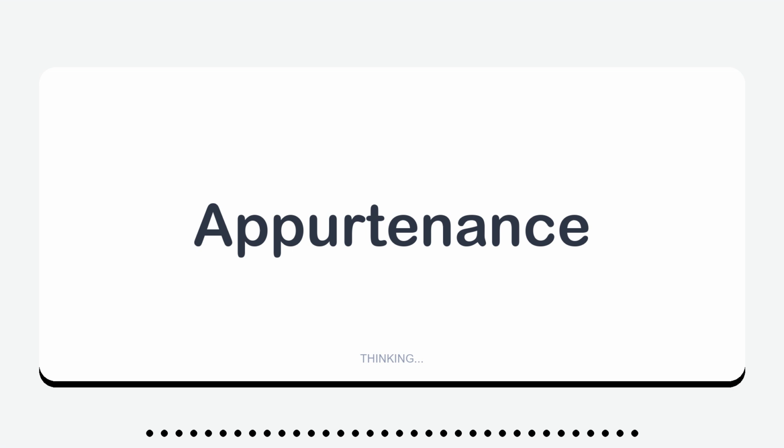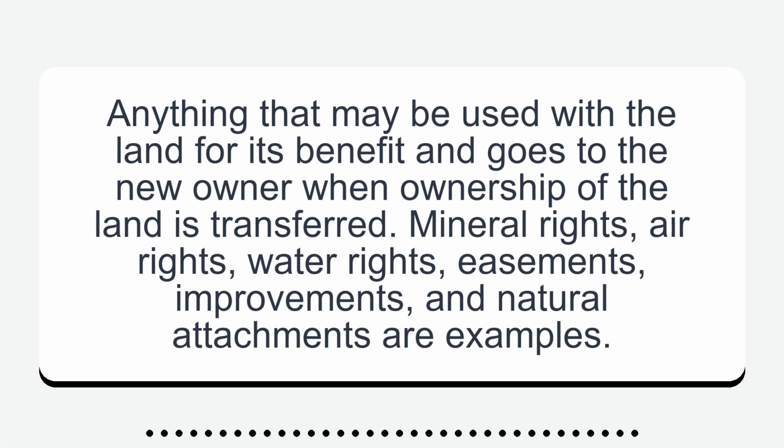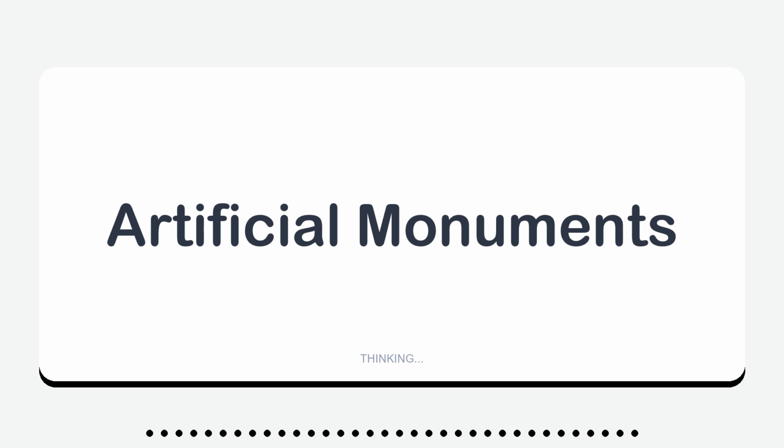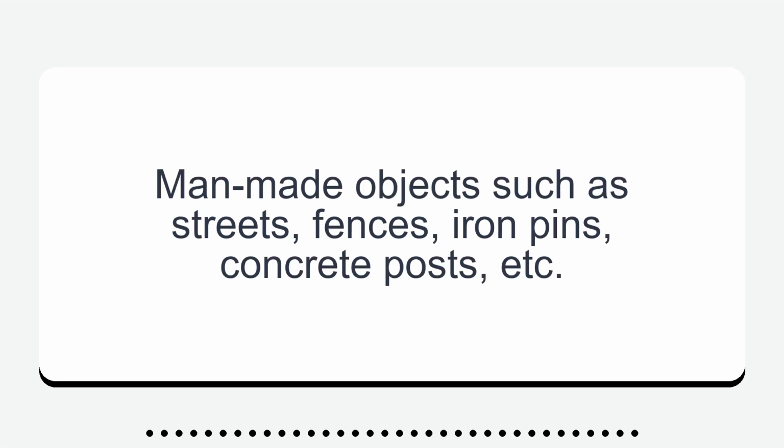Appurtenance. Anything that may be used with the land for its benefit and goes to the new owner when ownership of the land is transferred. Mineral rights, air rights, water rights, easements, improvements, and natural attachments are examples. Artificial monuments. Man-made objects such as streets, fences, iron pins, concrete posts, etc.